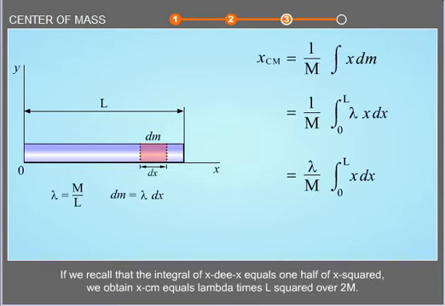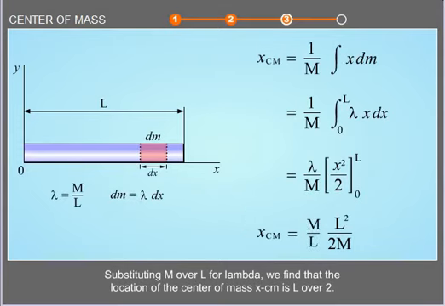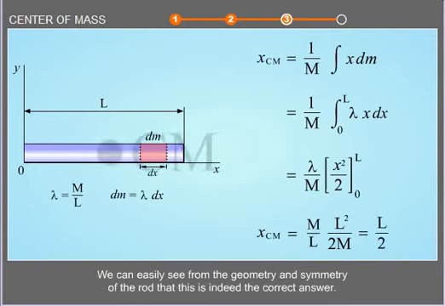If we recall that the integral of x dx equals 1/2 of x squared, we obtain xcm equals lambda times L squared over 2m. Substituting m over L for lambda, we find that the location of the center of mass, xcm, is L over 2. We can easily see from the geometry and symmetry of the rod that this is indeed the correct answer.